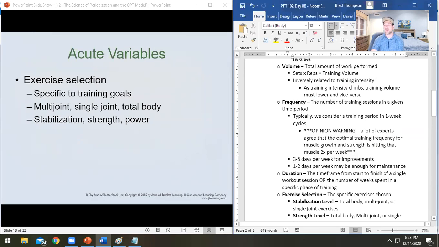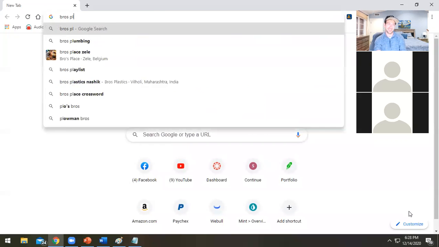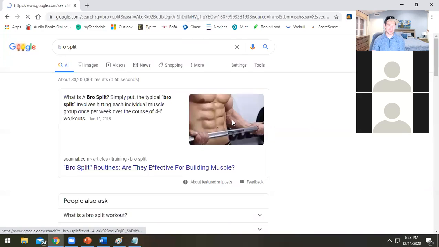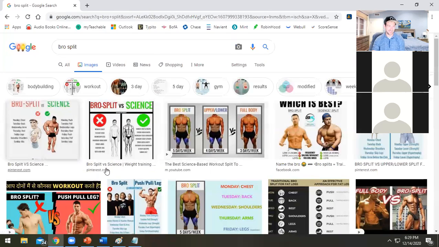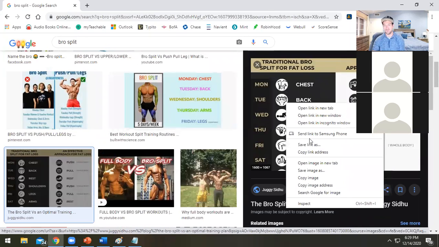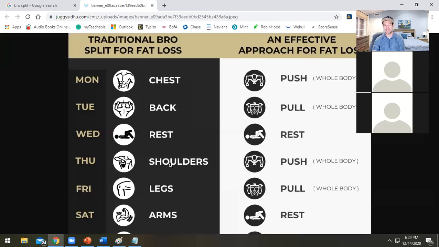A lot of experts agree that the optimal training frequency for muscle growth and muscle strength is hitting a muscle 2 times per week. So I know that there is the classic bro split. I know there's the classic bro split, which looks just like this. Chest day, back day, shoulder day, leg day, arm day, right?